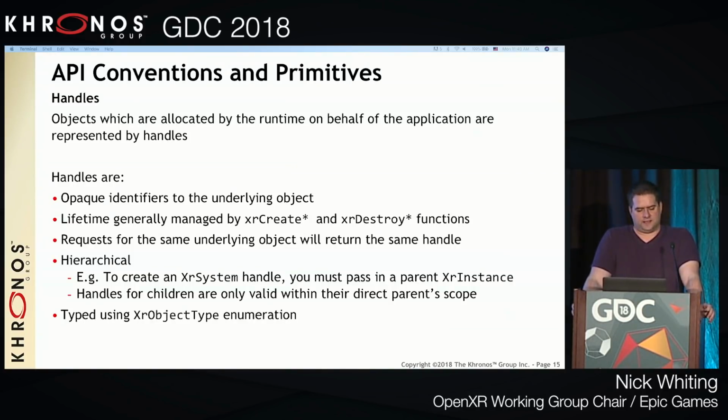One thing to point out is that the handles are hierarchical in a lot of cases. As we'll get to in a few minutes, we have an instance, which is the application's view of the runtime. Within that instance, we have a system, which represents the devices that you're actually using in the runtime. So instances are only valid for their parent handles, and there are a couple of other things, like input, that are only valid within the scope of their parent. And we enumerate those, again for extensibility, using an XR object type enumeration. So we hope we can slot in new ones as extensions need to. If you need to add a handle type, it's there for you. You just change the object type.